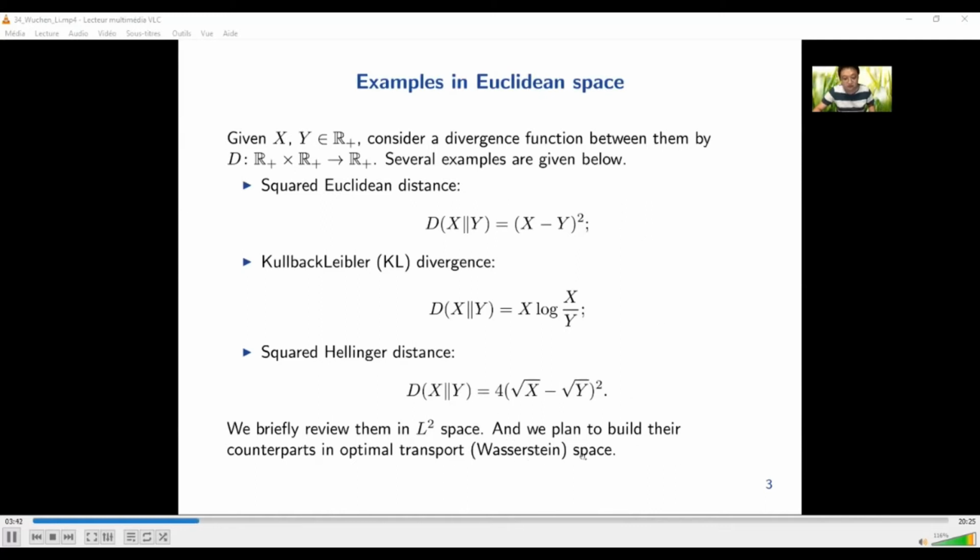Sometimes people call it the Wasserstein space. In particular, the squared Euclidean distance will be replaced by the optimal transport distance, and we will build each individual term following the optimal transport structure. Basically, I view optimal transport space as a particular space, and in this space I try to build some new distance or divergence functions.